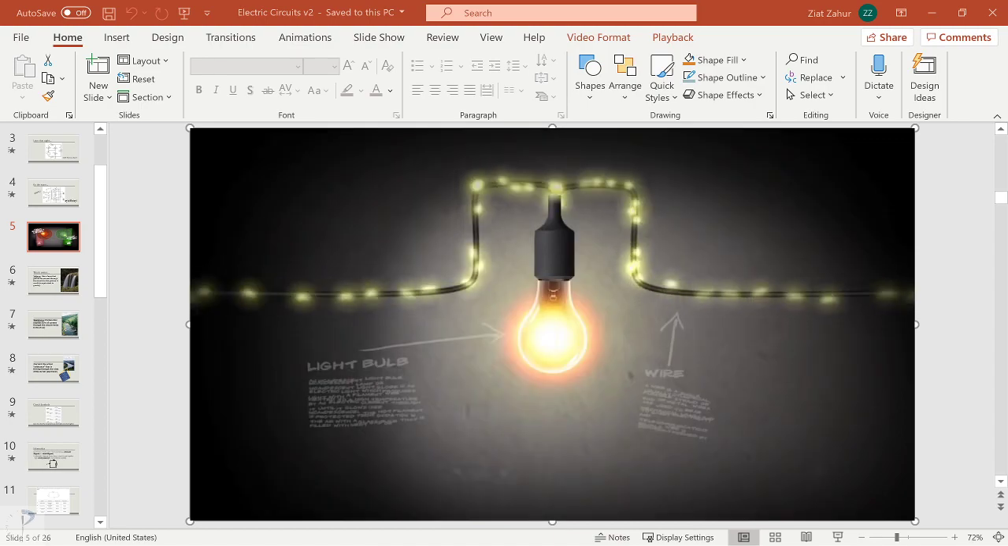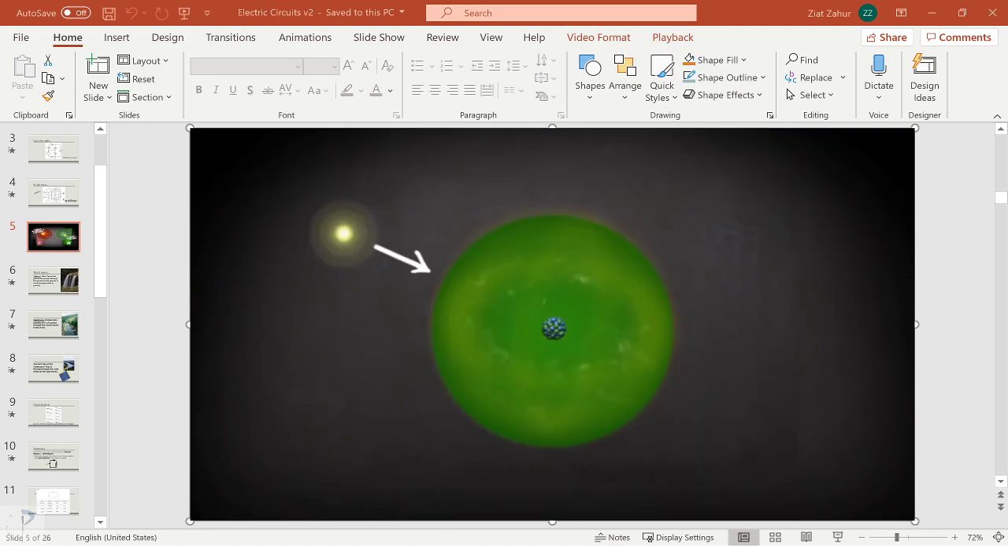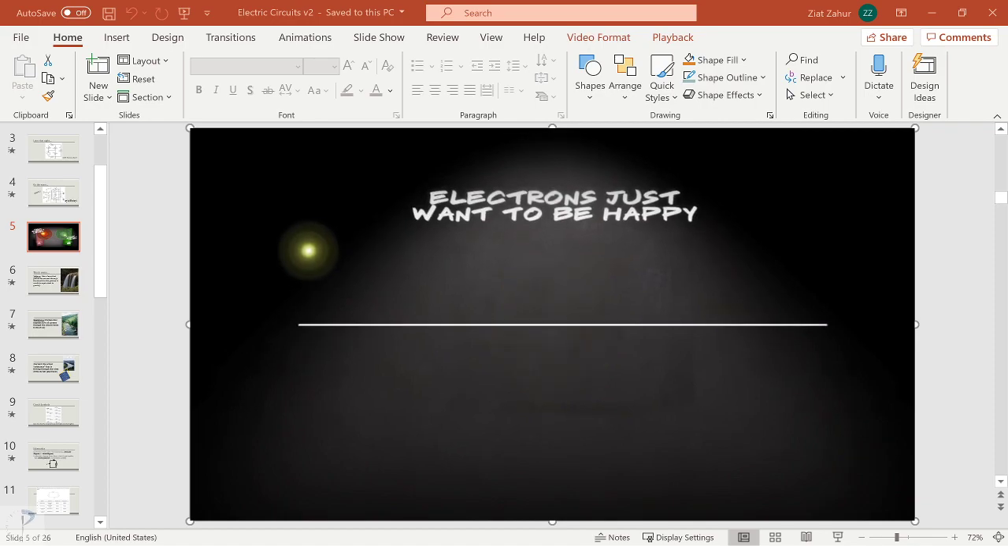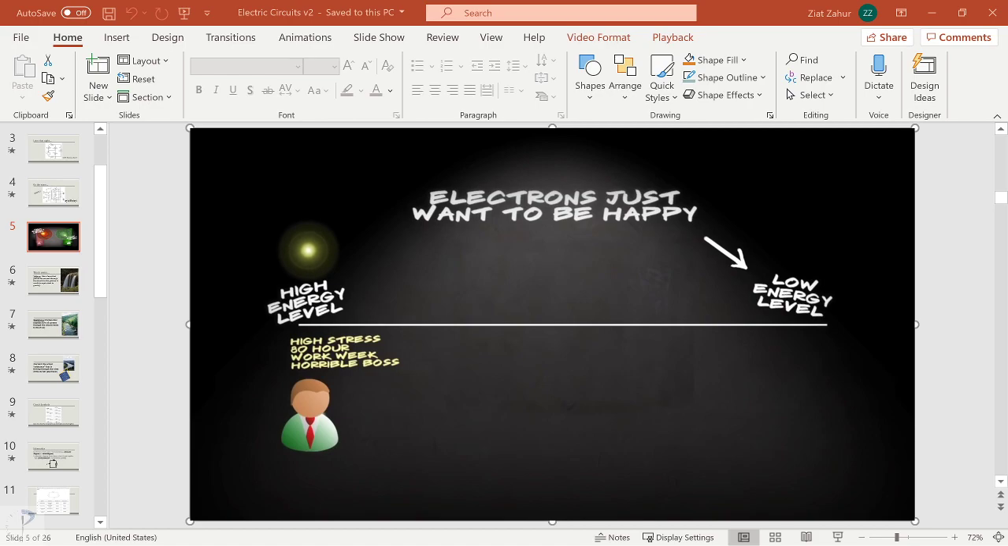So how do you get electrons to move through a wire if they're happy just buzzing around as part of an atom? Well, it turns out that electrons just want to be happy. And for electrons, happiness is being at a lower energy level. Think of it like this. Let's say a high energy level is like working at a high stress job, and a low energy level is like sitting at home stress-free.